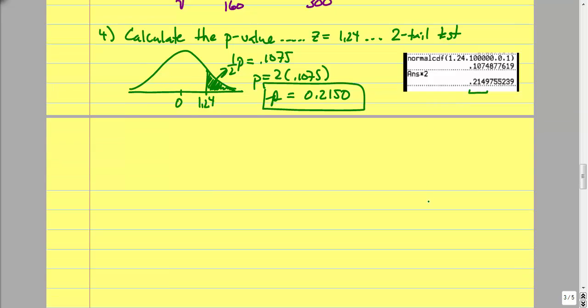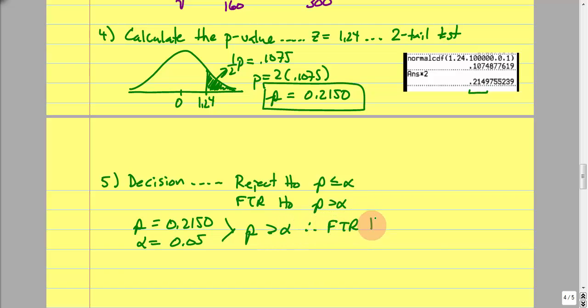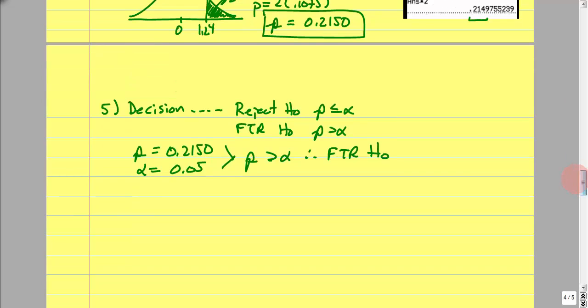Step 5 would be to make a decision. Now remember, we can only make 1 of 2 decisions. We can reject or fail to reject H0. We'll reject H0 if p is less than or equal to alpha, and we'll fail to reject H0 if p is greater than alpha. Well, for our case, p is equal to 0.2150. Alpha was 5%. And it's pretty clear here that p is greater than alpha. Therefore, we would fail to reject H0. So there's our decision. Now let's go ahead and look at our summary or our conclusion.